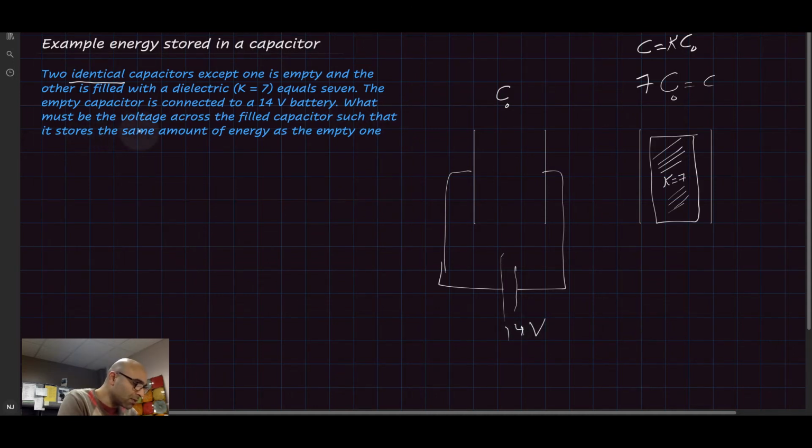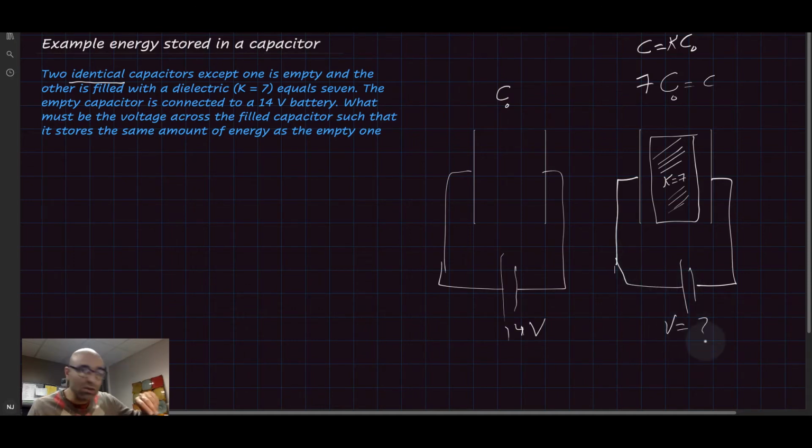And what is the voltage across this one? We want to know the voltage across this one. We don't know what that is. We want to know the voltage across that one such that both of their energies, the empty one and the filled one, are the same. Okay, how do we do this one?